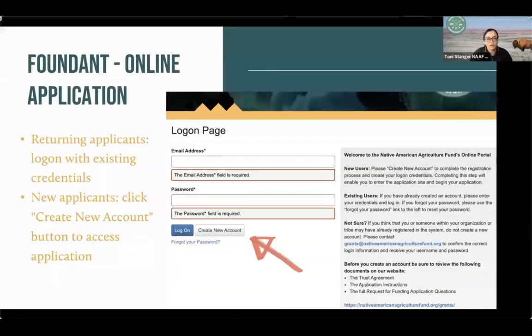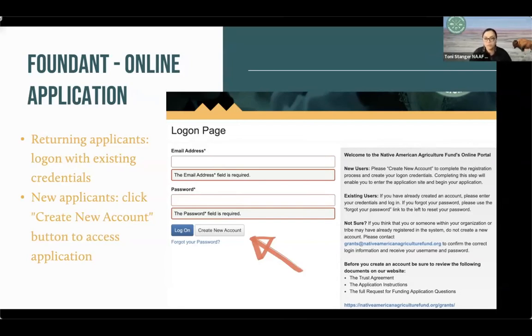So now we'll start into the process of what it looks like when you're applying in our grant software system through Foundant. This is an online application. You click the portal to get to this page that you see right now from our website. Returning applicants, you can log on using your existing credentials. New applicants, you will click the Create New Account button.